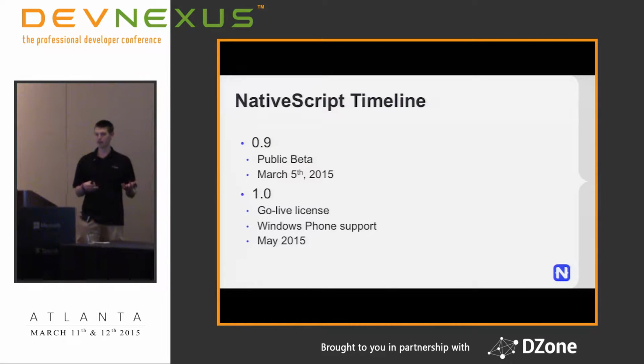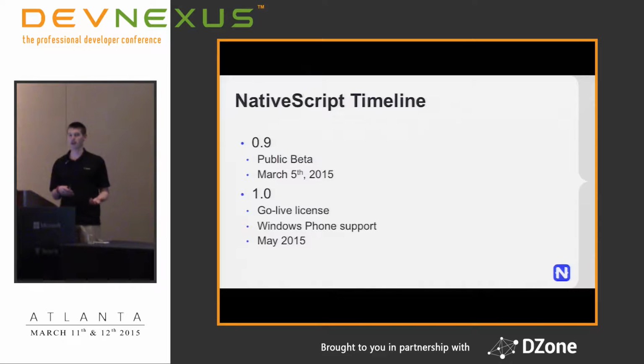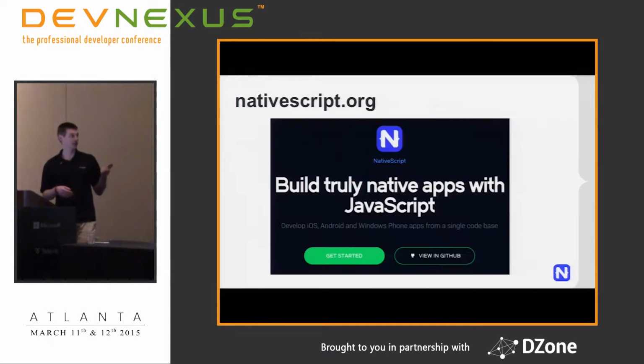NativeScript was private for about a year. We had an insiders program providing feedback to us, and as of last week, we went live with it. We had our public beta, what we're calling version 0.9, that's out, and if you go to nativescript.org today, that's what you can go peruse, you could download, you could give it a shot, you could let us know what you think.